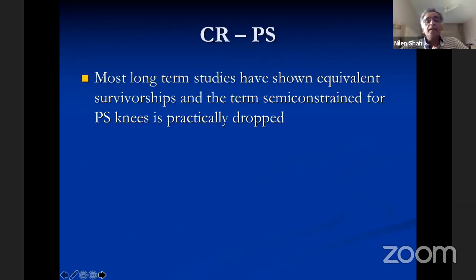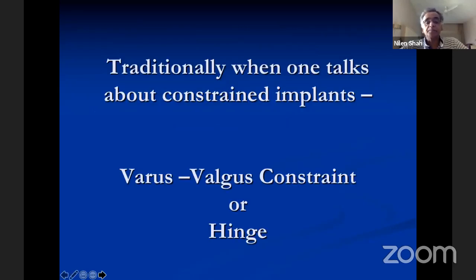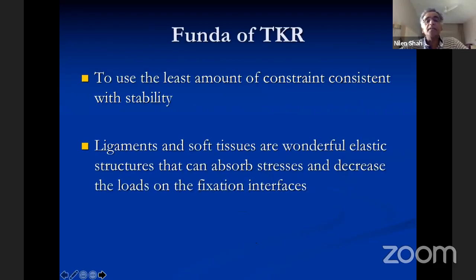As Jahangir said, CR and PS knees, most long-term studies have shown equivalent survivorship, and the term semi-constrained, which was once utilized for PS knees, is practically now dropped, and nobody calls a PS knee semi-constrained, and they are both used as relatively unconstrained knees. So traditionally, when one talks about constrained implants, varus valgus constraint or the hinge is what one means.